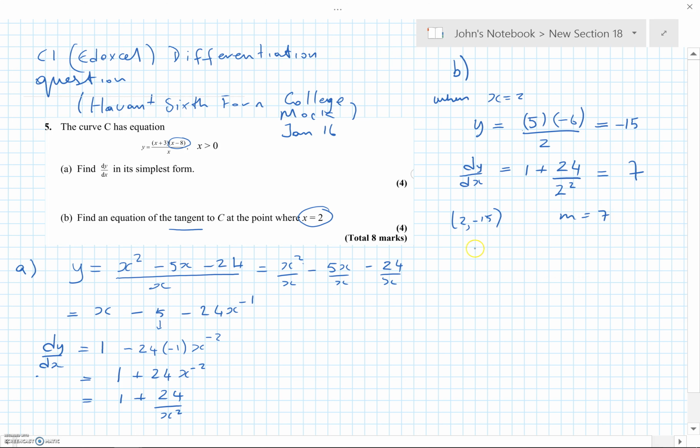So that's all we need to use: y minus y1 equals m times x minus x1. So y plus 15 is equal to 7 times x minus 2. When we multiply that out, we get y plus 15 is equal to 7x minus 14. So y is equal to 7x minus 29.